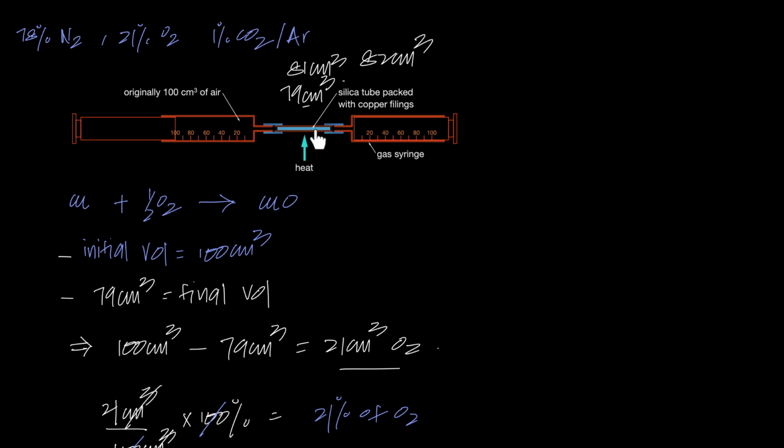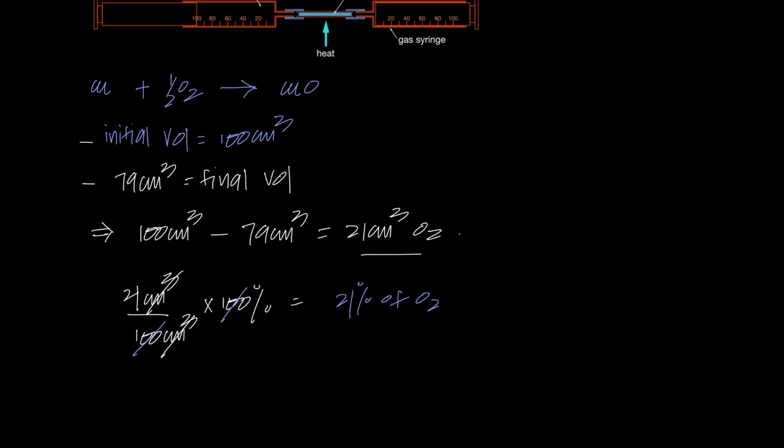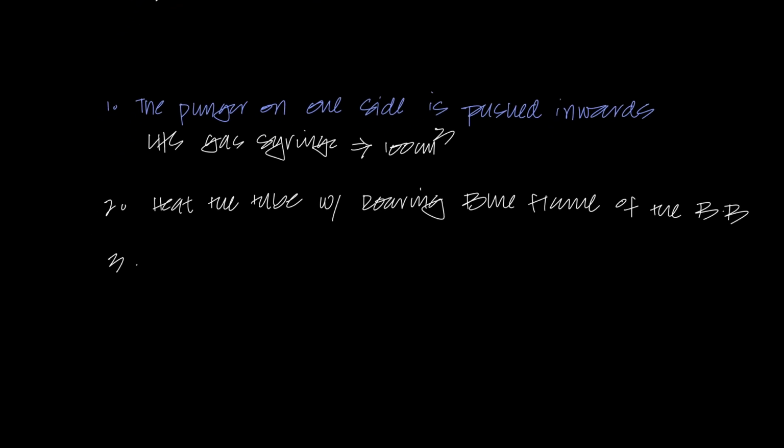So you need to take a lot of copper filings. Why? Because I need to make sure that all of the oxygen reacts. That's actually like a precaution, right? And always wear gloves and wear eye protection. And you need to heat carefully, wear eye protection. And yeah, that's pretty much this.